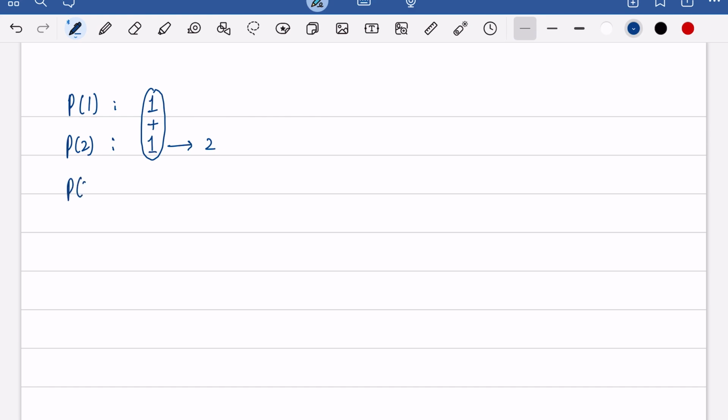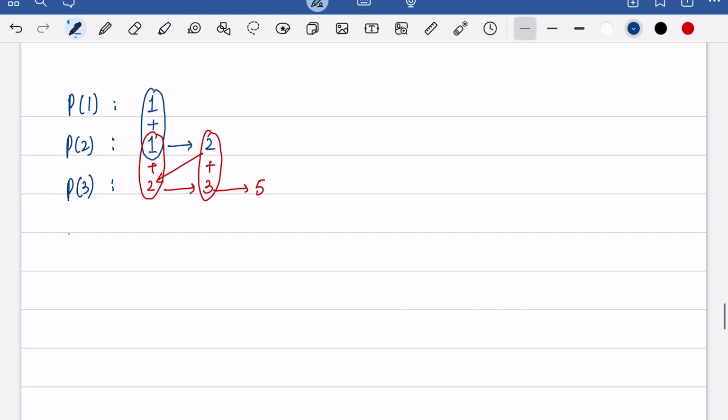Now similarly, the number of partitions of a set with three elements is denoted by P of 3. For this, we bring this 2 here, we write this 2 here. Now add up these two numbers and write down the answer here, which is 3. Now add up these two numbers and write down the answer here, which is 5. So this 5 is the number of partitions with three elements.